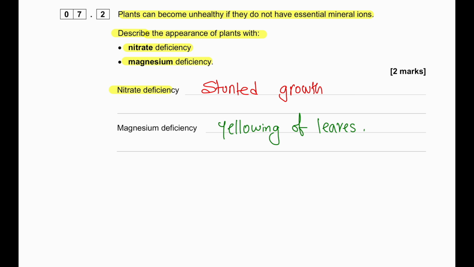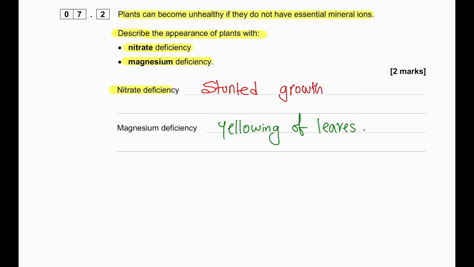Now, the reason why nitrate deficiency causes stunted growth: nitrate is needed for making amino acids, and without amino acids, the plants are unable to make protein. So, for example, important proteins, those that are needed for growth, are unable to be made, and as a result the plant has stunted growth. And with magnesium deficiency, the leaves become yellow because magnesium is an essential element needed for making chlorophyll. So if the plant leaf decreases in chlorophyll, then we will see the leaves become yellow.